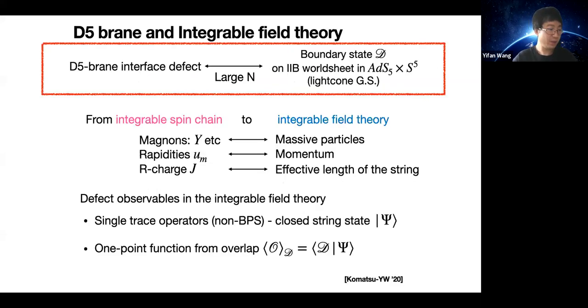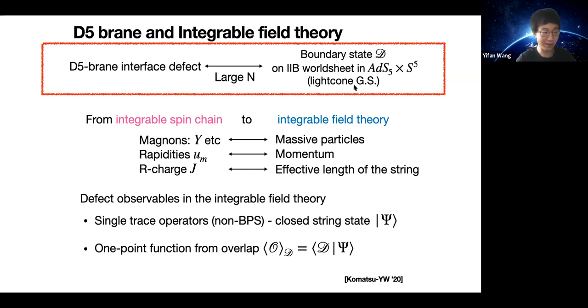This integrable field theory actually has a very nice origin. It arises from the type IIB string theory on AdS5 times S5. As I said, the D-brane interface defect will correspond to a boundary state of worldsheet string theory, by the definition of a D-brane essentially. What's nice about this type IIB string theory on AdS5 times S5 is that there's a convenient description in the Green-Schwarz formalism. If you take the light cone gauge, thanks to the self-dual five-form flux, what you get is a massive integrable field theory, but it's non-relativistic.